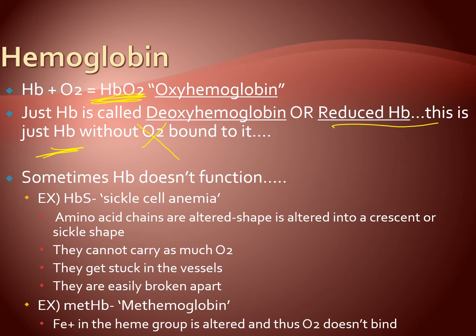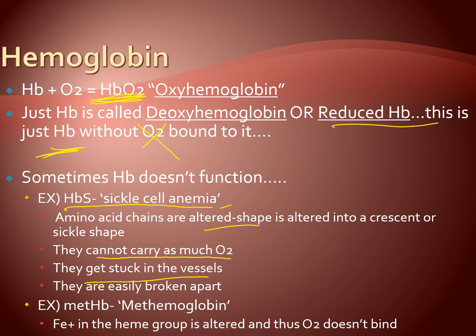Sometimes hemoglobin's dysfunctional, just like any other relationship out there, right? Hemoglobin can be dysfunctional, and one example here is sickle cell anemia. HbS is sickle cell anemia here, and here we have an altered shape of the red blood cell. Why does that matter, right? Well, that means there's less surface area, and if there's less surface area, it cannot carry as much oxygen. So then they get stuck in the blood vessels. The capillary in your alveoli is smaller, thinner than a sheet of paper, right?